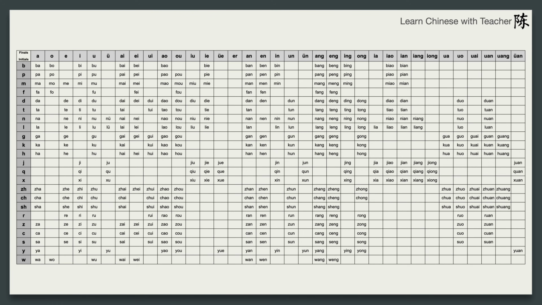Next are finals, and there are 33 finals in total. If we combine all the initials and finals, what are we going to get? We'll get all Chinese pinyins in one table. Yes, all Chinese pinyins. You can find that there are blanks in the table. That means some of the combinations do not exist in Chinese.